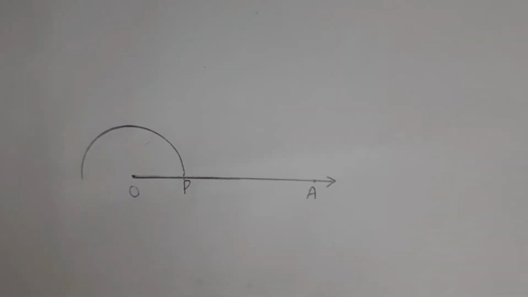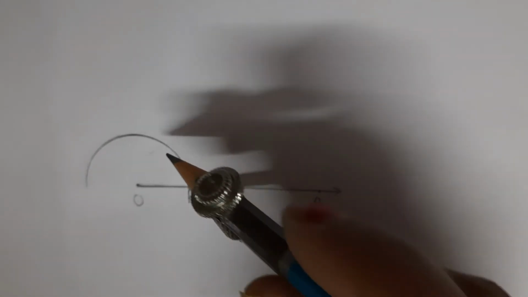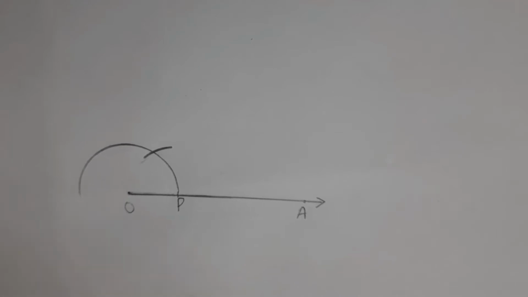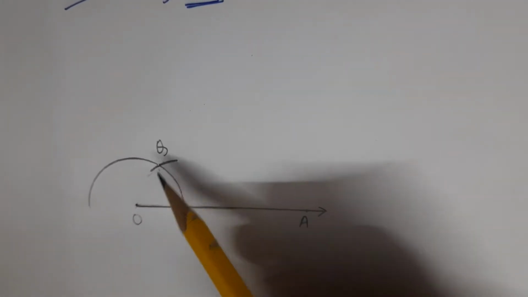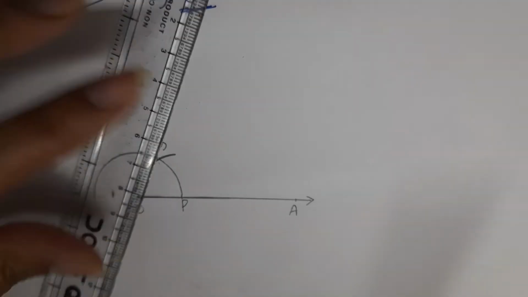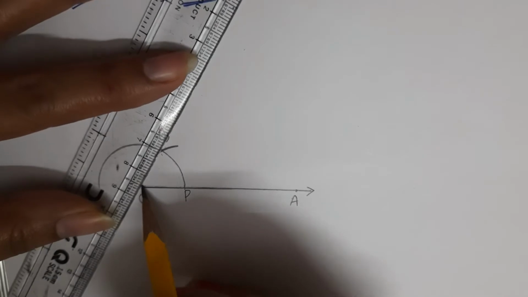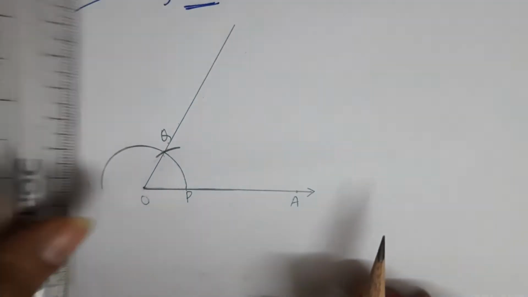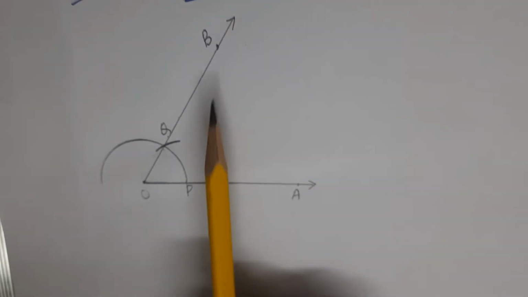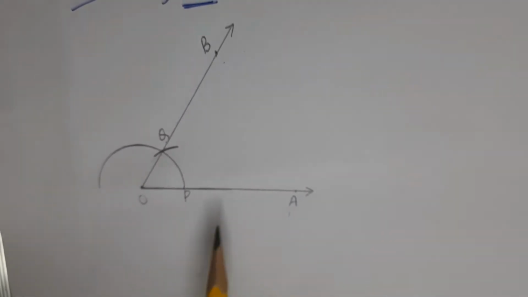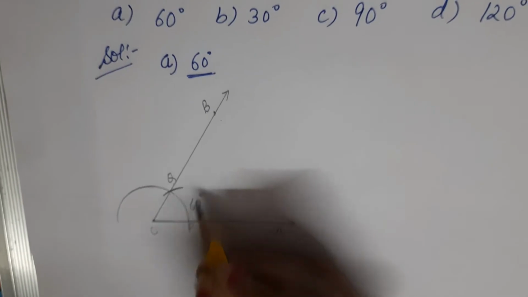Fine. Now taking P as center and same radius, cut the previous arc at point Q. Name this intersecting point as Q. Now join OQ. What we will do? We will join OQ like this. Okay. And name this point as B. So angle BOA is required angle of measure 60 degree.